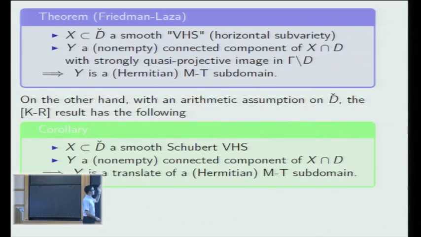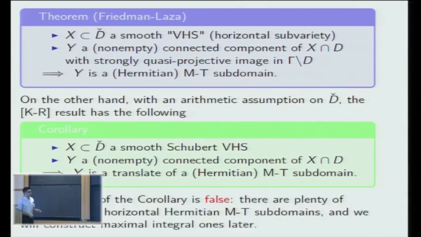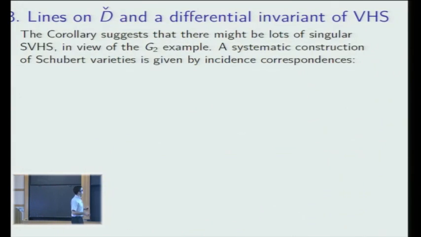So this is a completely different result. So this is a corollary of our result, and this shows the contrast. So here, you're making a much stronger hypothesis on x and a much weaker hypothesis on y. There's no hypothesis on anything having to do with gamma. So this is a purely geometry of D check kind of result. The converse of the corollary, interestingly, is false, because there are plenty of non-Schubert horizontal Hermitian Mumford-Tate subdomains, and I'll show you how to construct some of them.